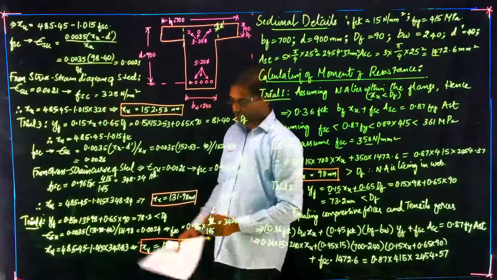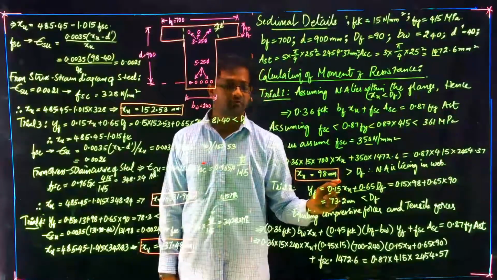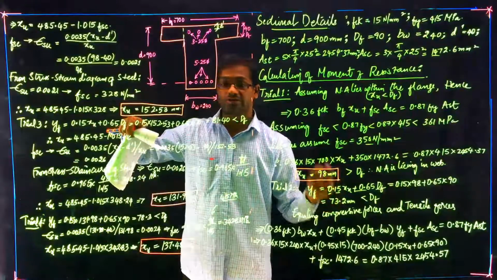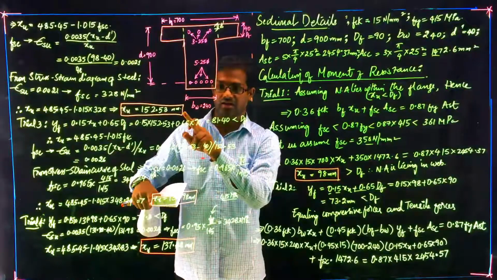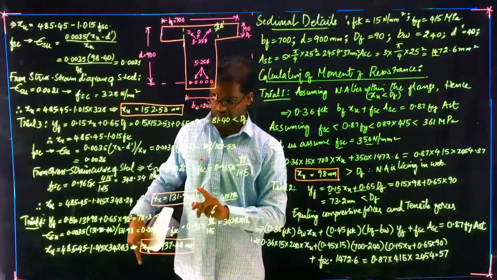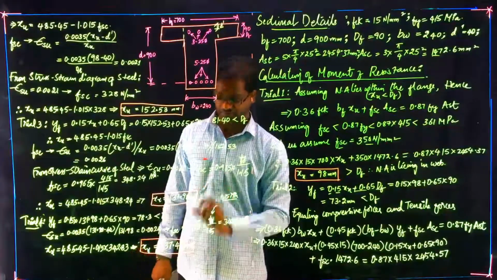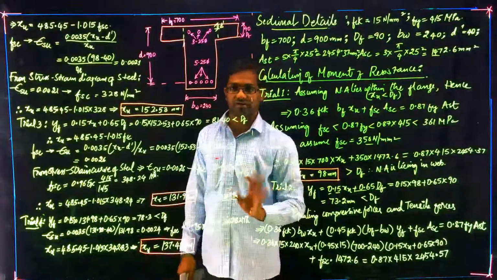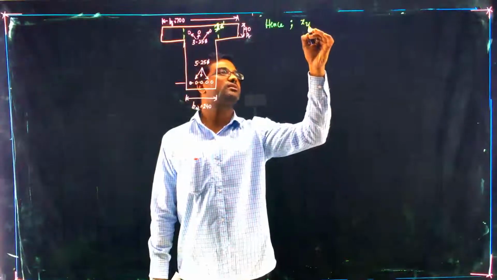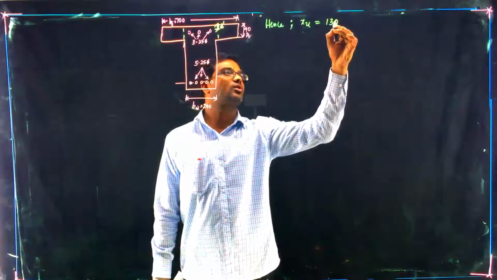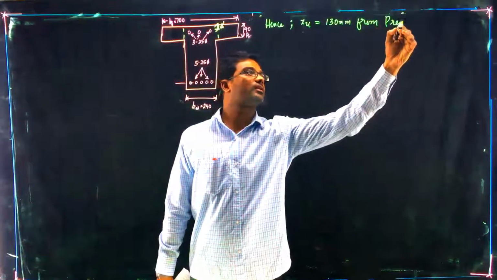Now you can clearly notice that in trial 1 we got a value of 98, in trial 2 we got 152, then it has increased, then decreased, then increased. Wherever there is a change in the pattern, you can take the value near about 130. Hence XU can be taken as 130 mm from the previous trials.